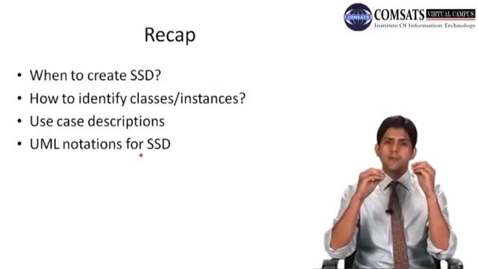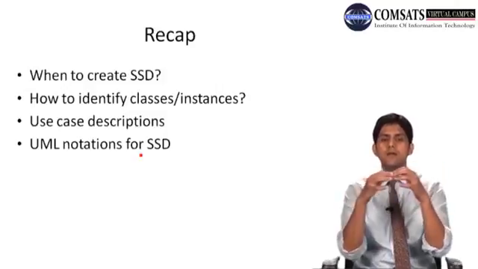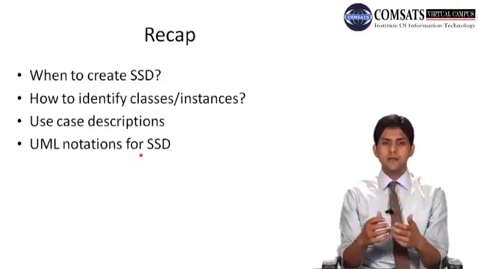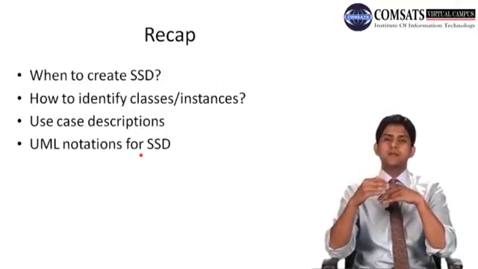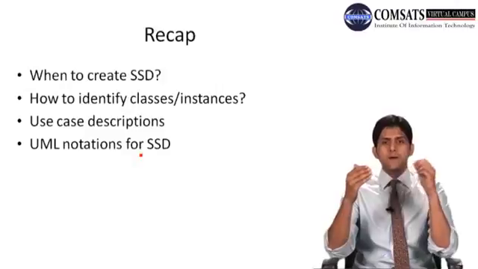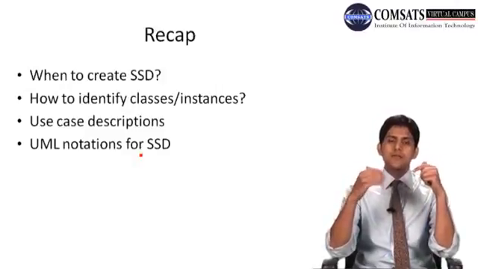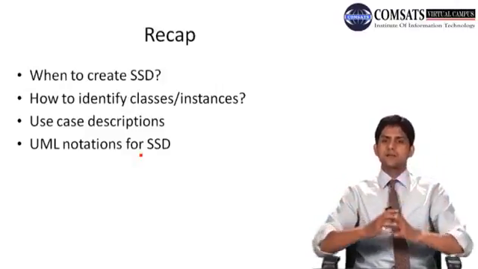Because a system sequence diagram represents a scenario, and that scenario is started by a certain action or a certain interaction. So we need that arrow, and once that is done, then our interaction between the different objects starts.